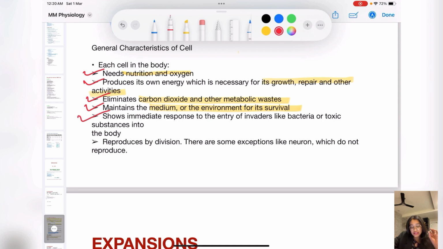It also shows immediate response to the entry of invaders like bacteria or toxic substances into the body, and reproduces by division. There are some exceptions like neurons, which do not reproduce. Our neurons are the same as when we were born.